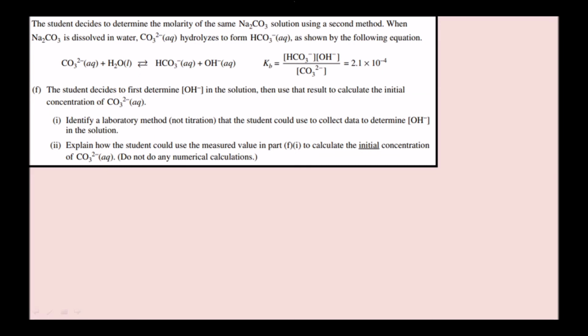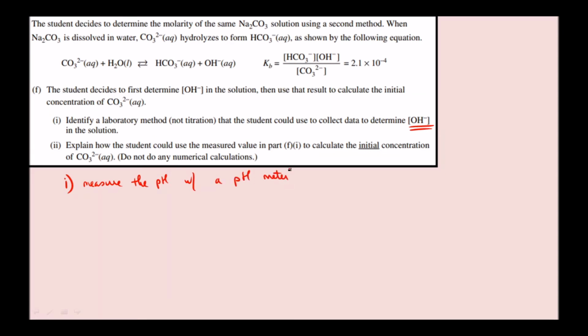Part I, identify a laboratory method, not titration, that the student could use to collect data to determine the concentration of hydroxide ion in solution. So what we want to find out is the concentration of hydroxide ion. So besides titration, what we could do is measure the pH with a pH meter.